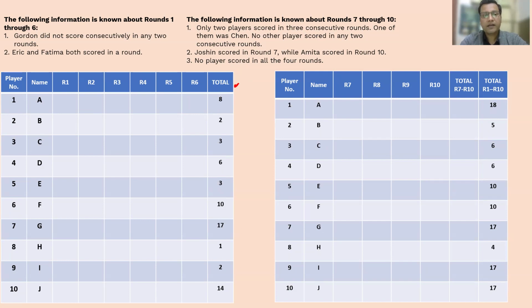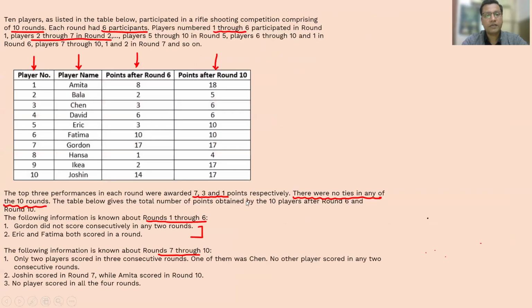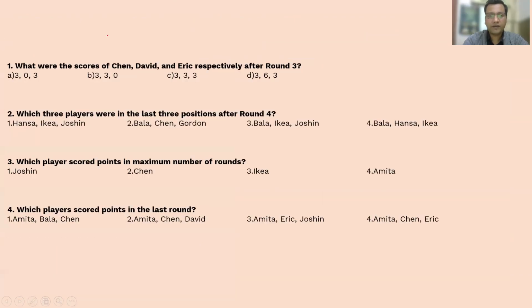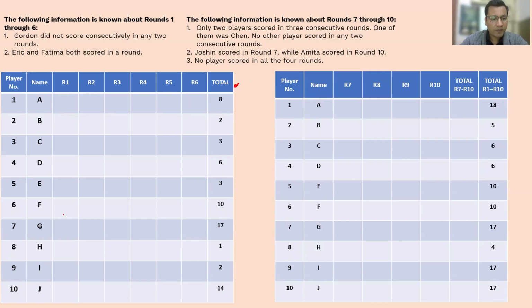Now, read the first paragraph of this set, which is about which player is participating in which round, right? It says player number 1 to 6 participated in round 1, player number 2 through 7 in round 2, and so on and so forth. So player number 1 to 6 participated in round 1. That means player number 7, 8, 9 and 10 have not participated in the first round. Similarly, player number 2 to 7 participated in round 2. That means player number 1, player number 8, 9 and 10 have not participated in this round. Similarly, if you fill this, then you will get a beautiful pattern.